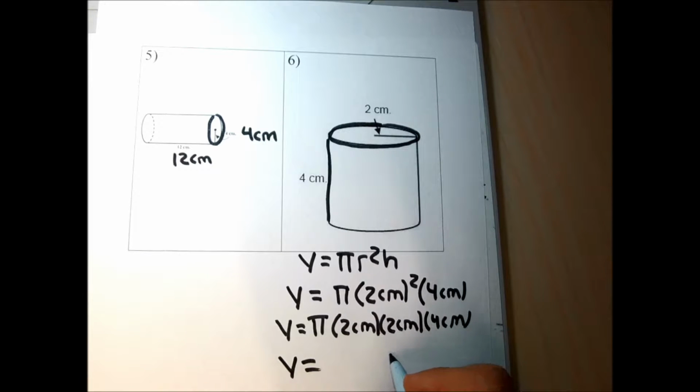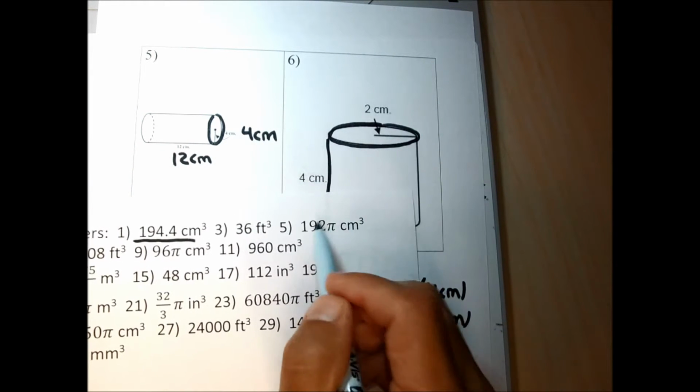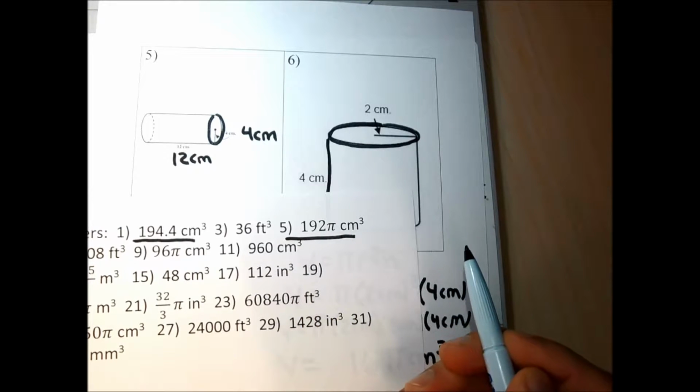And I'm going to leave the pi in my answers when I'm not told to put in 3.14 for pi. And now I'm just going to multiply 4 times 2 times 2, and I think I get 16. So my answer for number 6 should be 16 pi cubic centimeters. I don't know if it helps or hurts for me to show the answers, but for number 5, your answer should be 192 pi centimeters cubed.